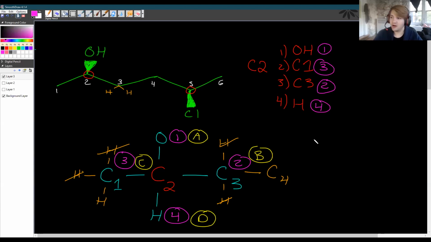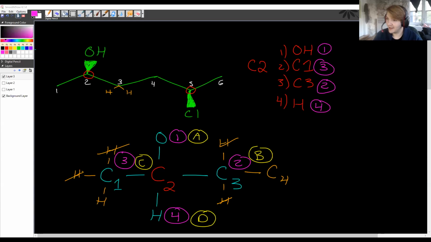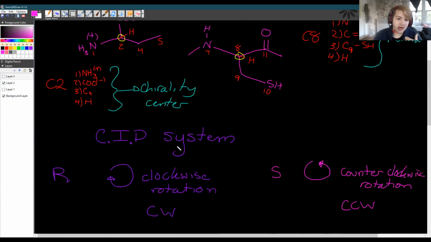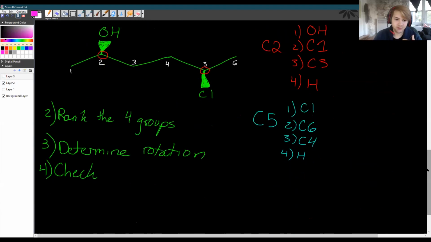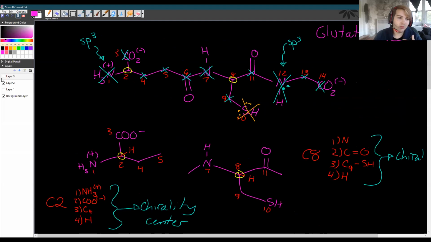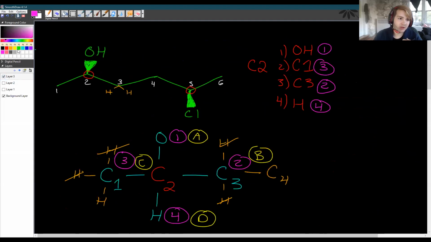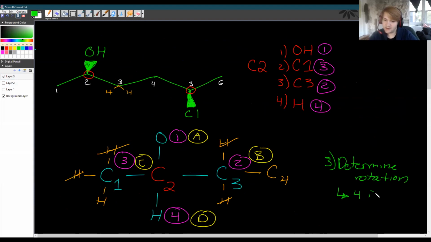So we've done the second part of the Cahn-Ingold-Prelog system where we determined the ranking. Now we have to, what did I say came next? Now we have to determine the rotation, okay? So what I want you to fill in underneath that, I'm going to rewrite it. Step 3, determine the rotation. Hopefully you have a little bit of room. Is we have to look and make sure group 4 is down. Or a lot of times you'll hear D is down.